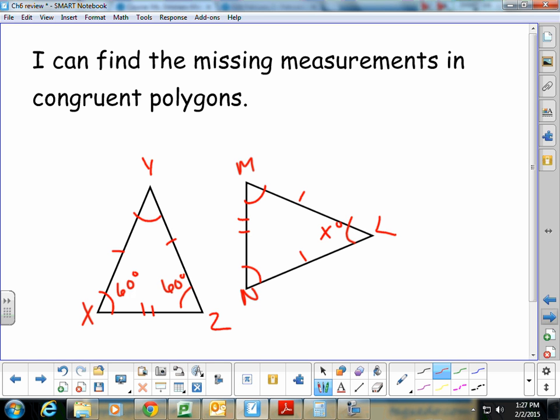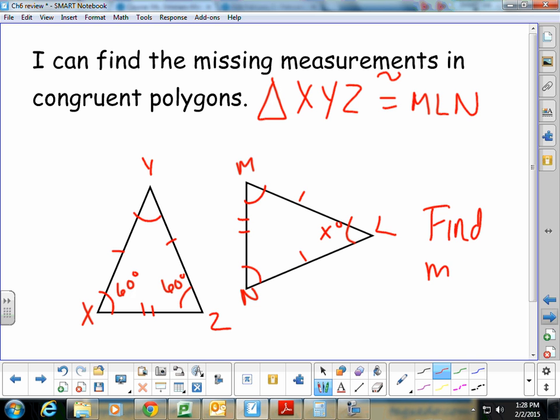And they told you, I guess this should have had on it, triangle XYZ is congruent to triangle MLN. And so if you're looking, it says find the measure of angle L. If you're looking for that, you say, oh, L corresponds with Y. So you look for, well, what is Y? Looks like I don't know that either.